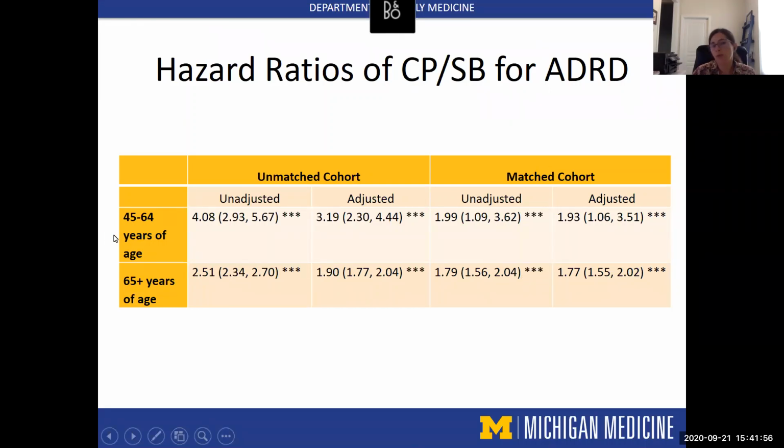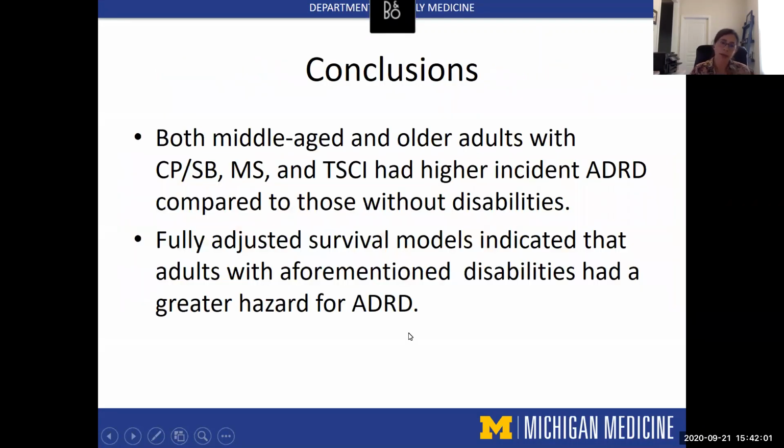So we can conclude, as we see in the conclusion section here, that these three sets of congenital or acquired disability conditions all increase the risk of early onset Alzheimer's much higher than they increase the risk of Alzheimer's at older age. But regardless, both among middle-aged and older adults, they do increase the risk substantially and significantly.